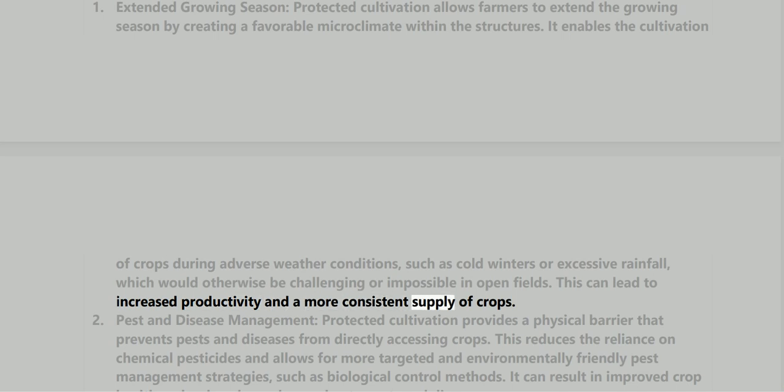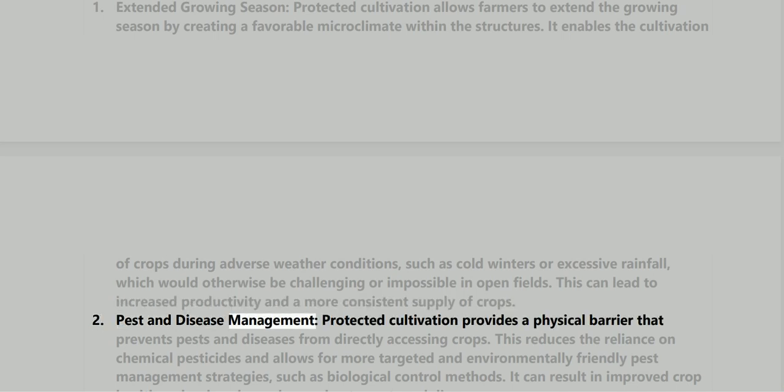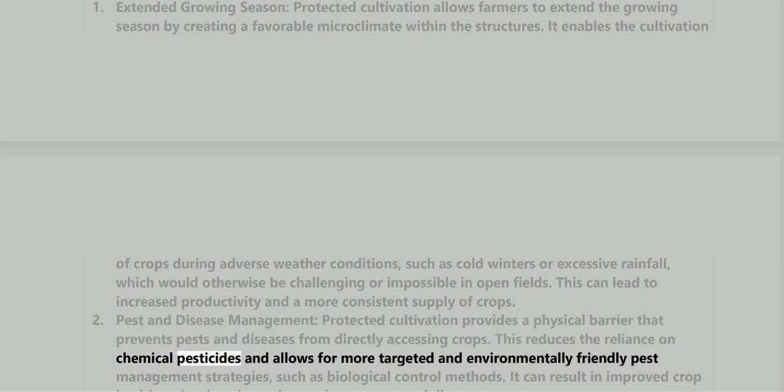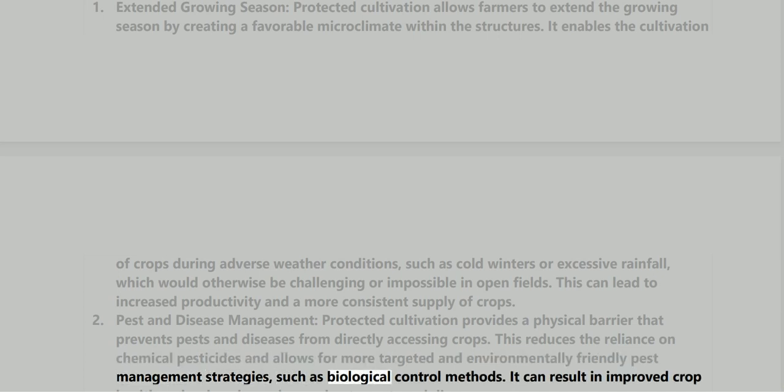2. Pest and disease management. Protected cultivation provides a physical barrier that prevents pests and diseases from directly accessing crops. This reduces the reliance on chemical pesticides and allows for more targeted and environmentally friendly pest management strategies, such as biological control methods. It can result in improved crop health and reduced crop losses due to pests and diseases.